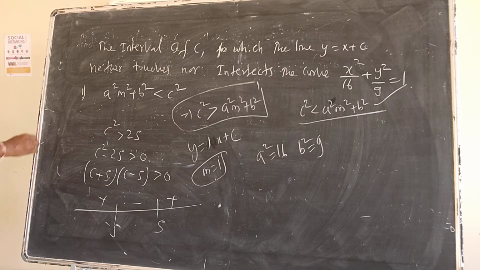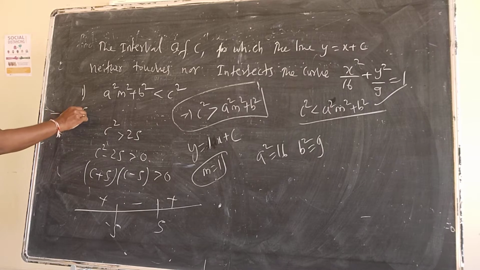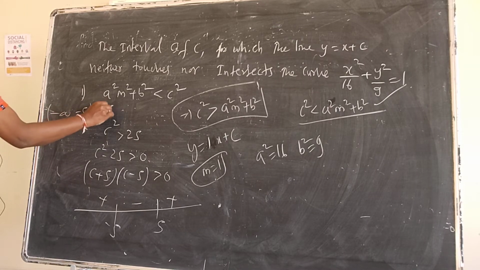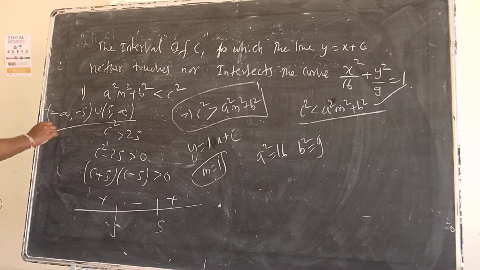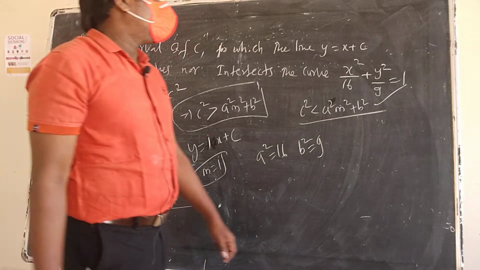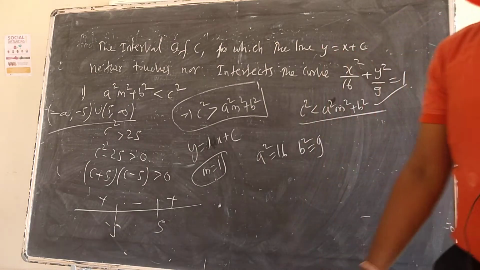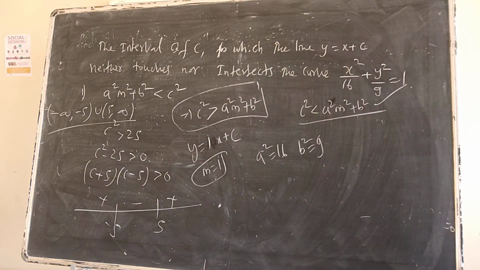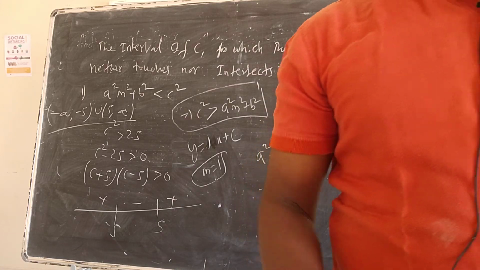So the answer is what? Minus infinity to minus 5 union 5 to infinity is the answer. Okay. Minus infinity to minus 5 union 5 to infinity. Right, sir? Understood?